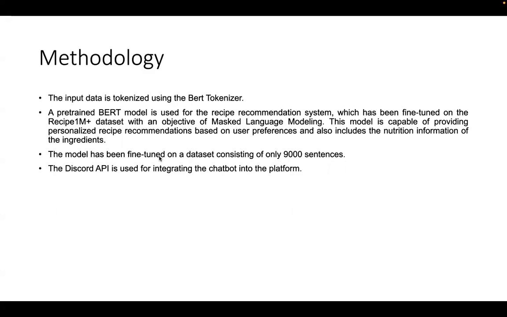This model is capable of providing personalized recipes based on the user prompts. We have not included the nutrition information of the ingredients yet, but we are working on that. For now, our dataset is about 72,000 sentences, and the model has only been trained on 9,000 sentences so far. We are training on the rest of the data. The Discord API is used for integrating the chatbot into the Discord platform, and our model has been deployed there.